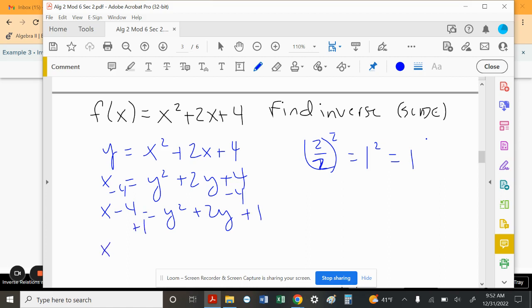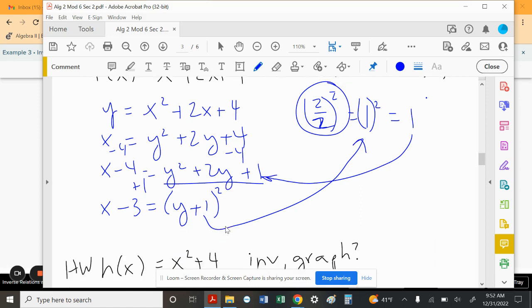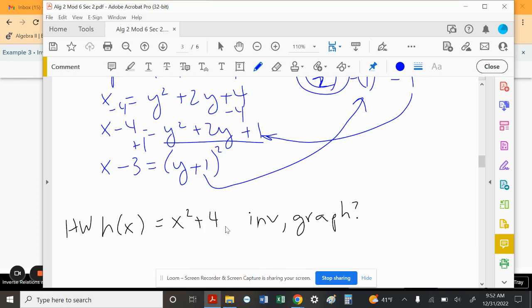So I have x minus 4 plus 1, which is x minus 3, equals y squared plus 2y plus 1. Notice, of course, inside of here, this is really just 1 squared. So therefore, we have y plus 1 squared. This one comes from here. This one goes over here. Notice they are different numbers. So we take a look at which number is which and how we actually put that out there. So now I have this.